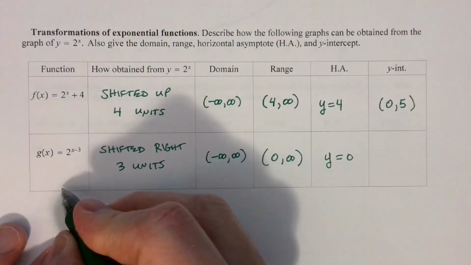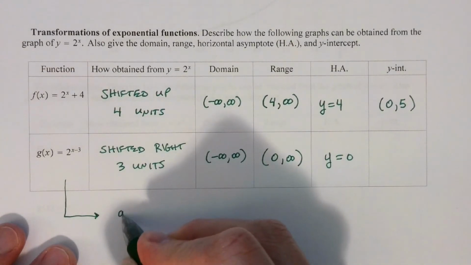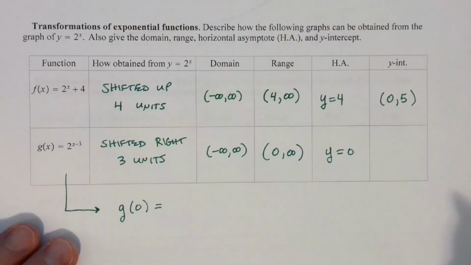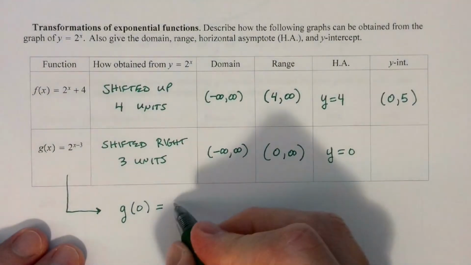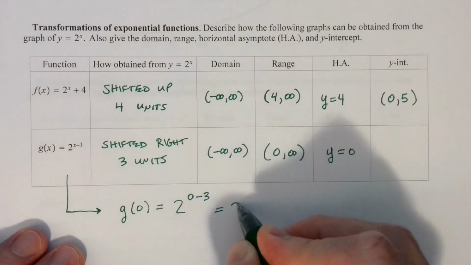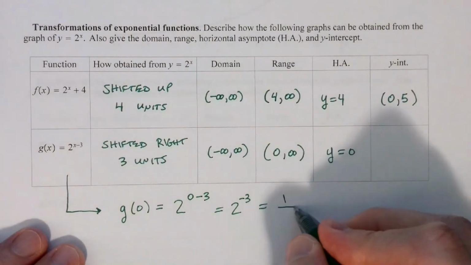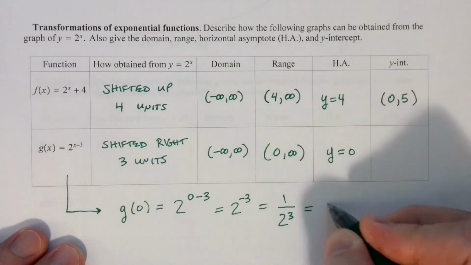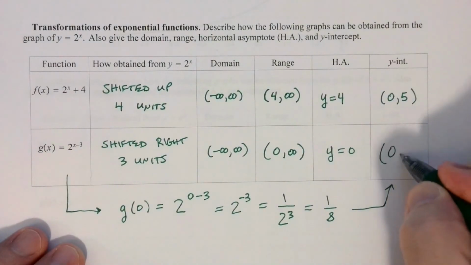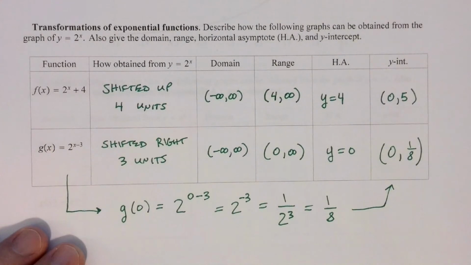And probably the best way to determine that is to just simply plug in 0 into the function, right? Anytime I want to find the y-intercept, I'd let x be 0. And in this function, I get 2 to the negative 3 power, which is 1 divided by 2 cubed, which is 1/8. And so my y-intercept is 0 comma 1/8. Okay.